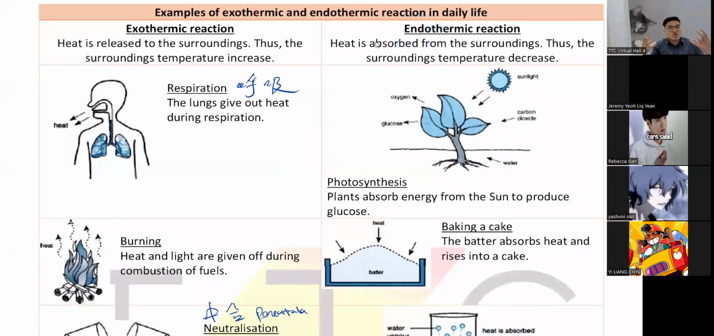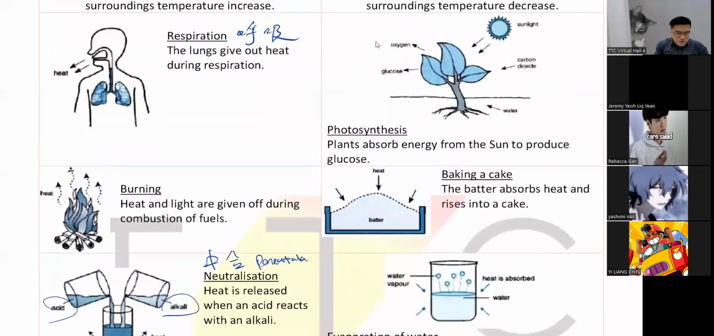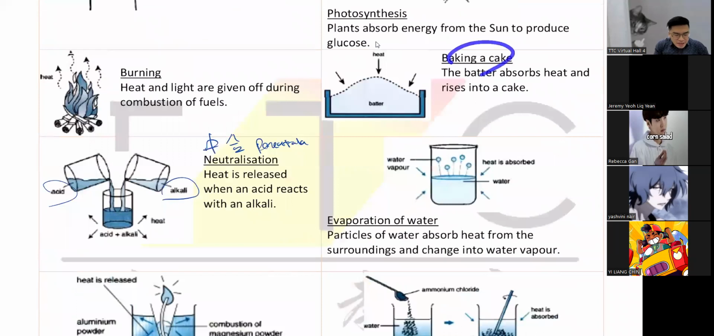Endothermic is when you absorb heat and the surrounding becomes cold. So number 1, you have photosynthesis. They absorb energy from the sun. And then baking a cake. Please add one more here. Cooking is the same thing.